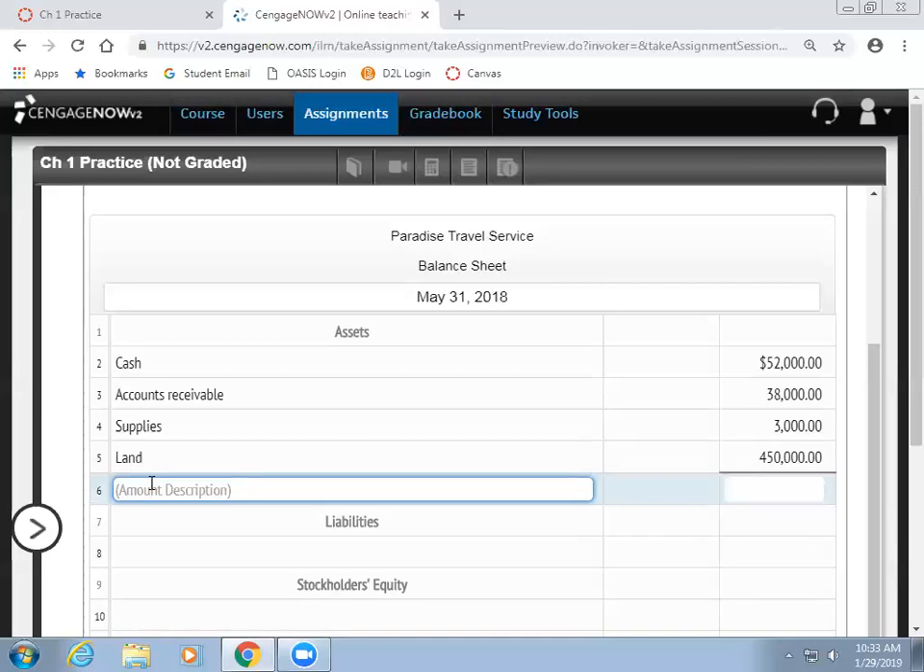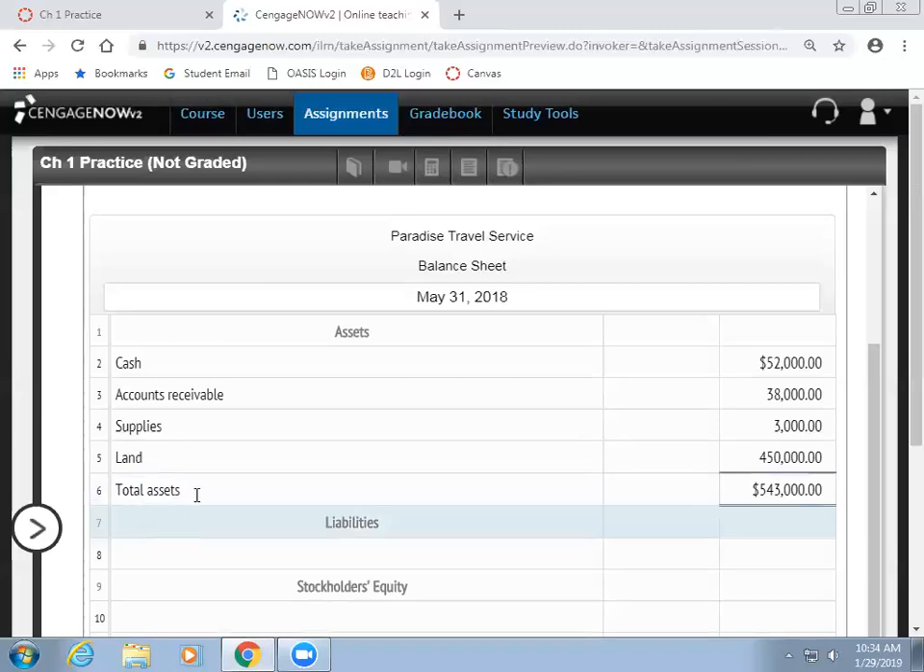On line 6, we want to add up all of our assets. So we're just going to type total assets. And for the sake of time, I'll give that to you. It's 543,000. Okay, so in our first section of our balance sheet, we just add up our total assets.